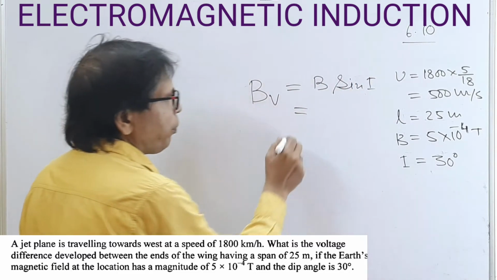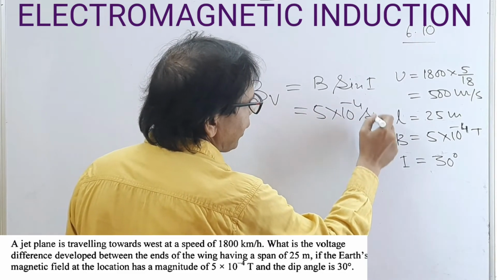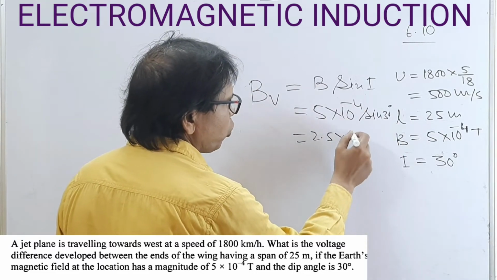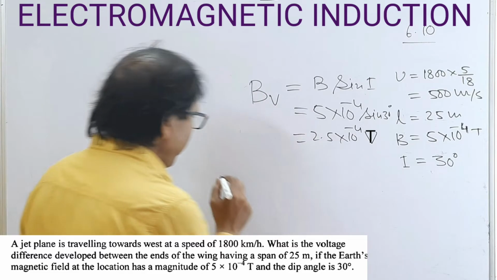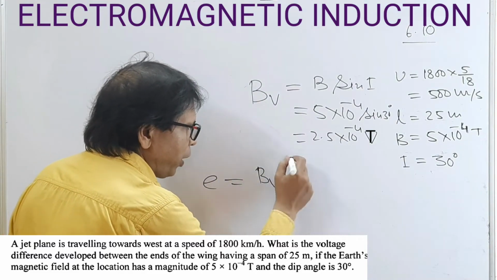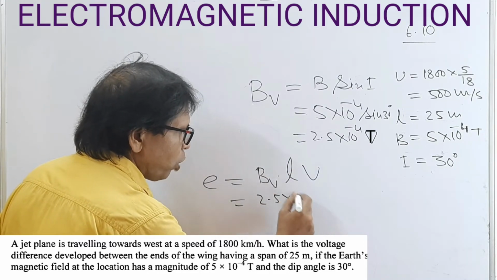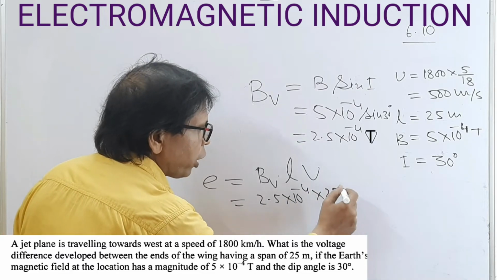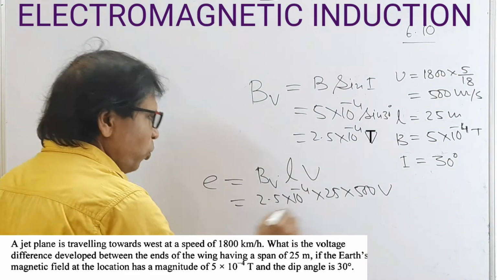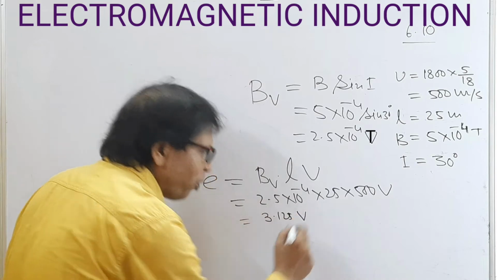Now what is B? B is 5 into 10 to the power minus 4 and this is sine 30 degree. So this is 2.5 into 10 to the power minus 4 Tesla. Now what is the EMF? EMF is the vertical component of magnetic field into length into velocity. So this is 2.5 into 10 to the power minus 4, into 25, into 500. So this is 3.125 volt. Okay.